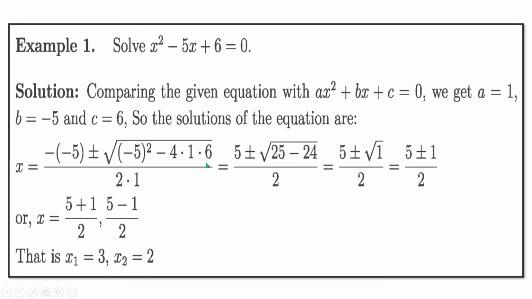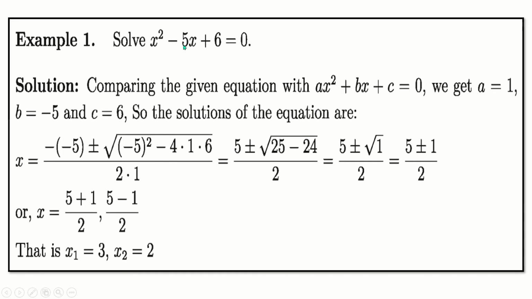Now follow example 1. Solve x² − 5x + 6 = 0. Comparing the given equation with ax² + bx + c = 0, here a is 1, b is −5 and c is 6. So the solutions of the equation are x = (−b ± √(b² − 4ac)) / 2a, where b is −5, so (−5) whole square, minus 4ac, a is 1 and c is 6, divided by 2a, a is 1.